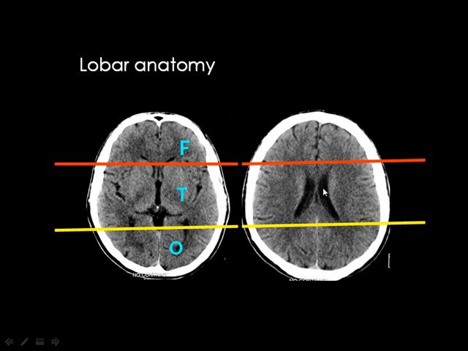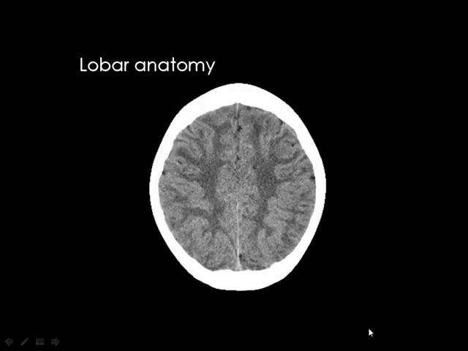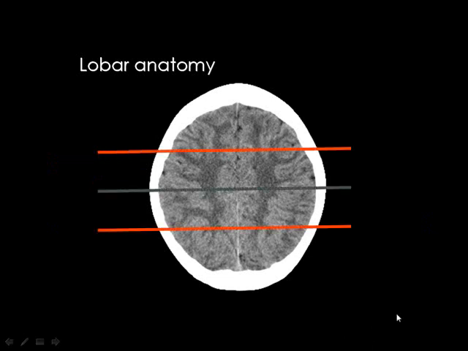But if you see the body of the ventricle, you are cutting in the parietal lobe, and this is the parietal lobe, frontal, parietal, and occipital. Then what happens if you are cutting in sections above the ventricles? You draw 3 lines, dividing the section into 4 quarters.